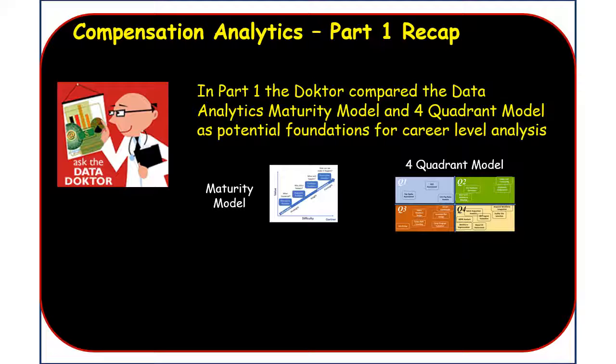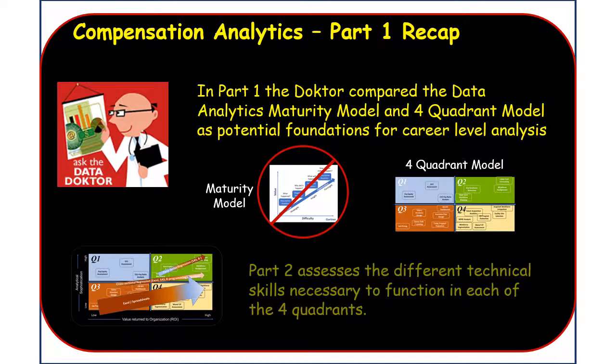In part one of the career path investigation, the doctor looked at two different data model frameworks, the data analytics maturity model and the 4-quadrant model. The doctor found that the 4-quadrant model provided a much more robust and granular data model on which to analyze potential career paths. In this second part of the discussion, we'll use examples of HR activities in the 4-quadrant model and simple visualization to assess technical skill requirements.